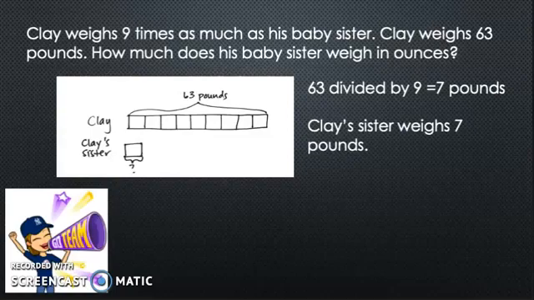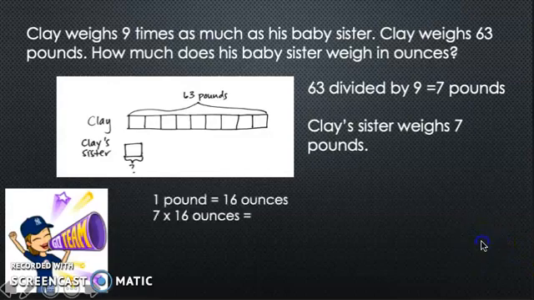Yeah, I can use my conversion tables. That's really good thinking. I need to take 7 and multiply it by 16 ounces because 1 pound equals 16 ounces. So go ahead and pause the video and multiply 16 times 7. Remember to press play when you've finished.